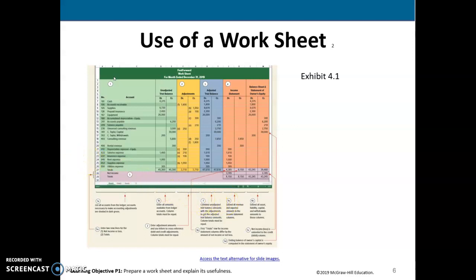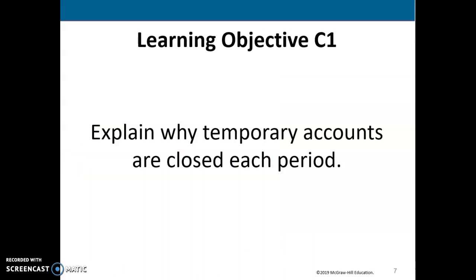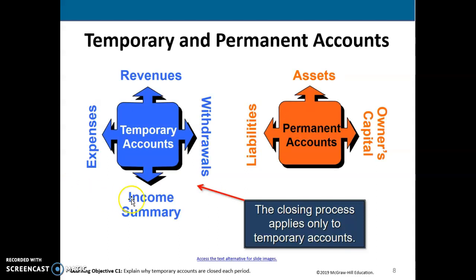All right, so let's go into our next section. The next section talks about temporary accounts and closing at the end of the period. So first let's talk about what are temporary accounts and what are permanent accounts. So we can see here on the left that we have temporary accounts in the blue, and the temporary accounts are the ones that we're going to close at the end of every period. So we've seen most of these before. We've seen revenues, expenses, and withdrawals. We're adding a new account that we only use during the closing period. It's called income summary.